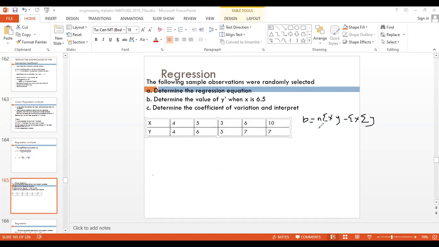over n summation x squared minus summation of x all squared. Which means that we'll need to have a row of x times y. We also need the summation of x, the summation of y, and a row with x squared. So we're going to create additional rows, and you help me out, so get your calculators with you.